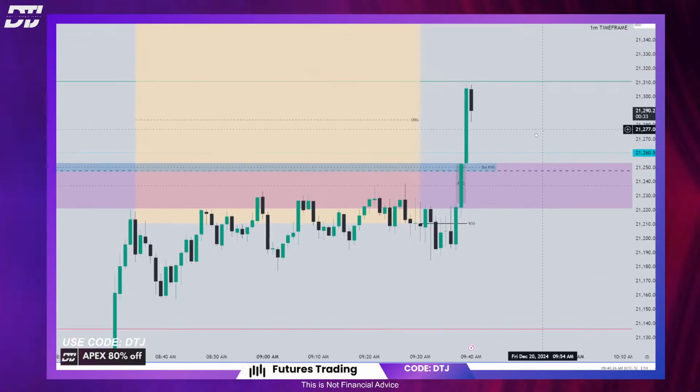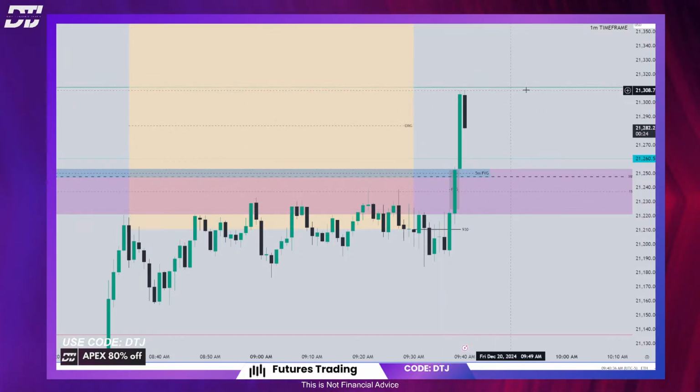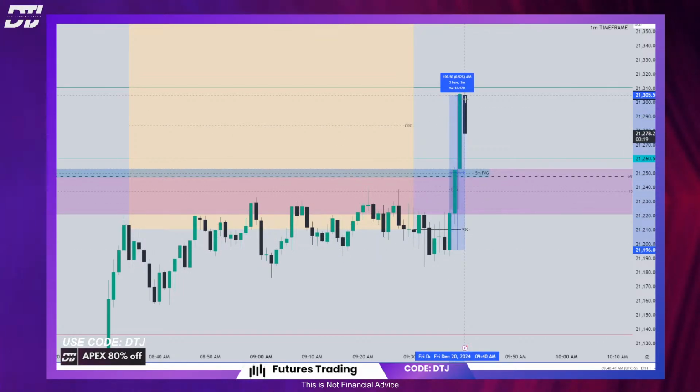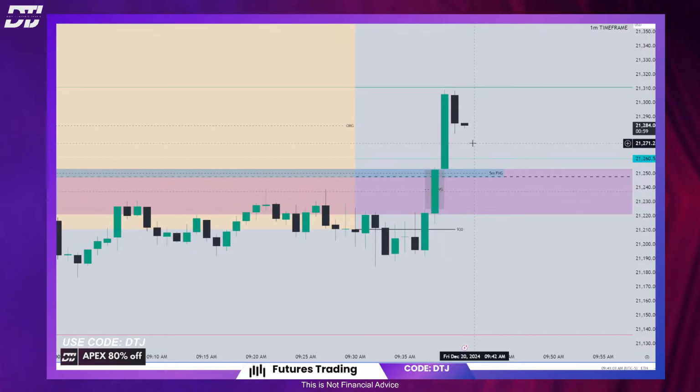Okay. So look how we ran straight to this level here. That's what I wanted, but it didn't give us an opportunity. There was no opportunity for us to do anything with that. And look at the expansion on this though. That's 100 handles in 3 minutes. I mean, these are big candles, folks. I'm pretty sure we can get 10 handles today, but we're just going to wait for something that makes sense.